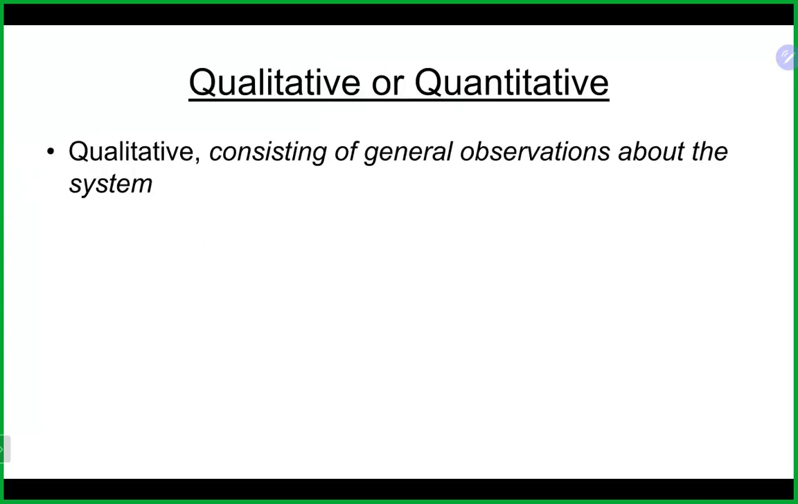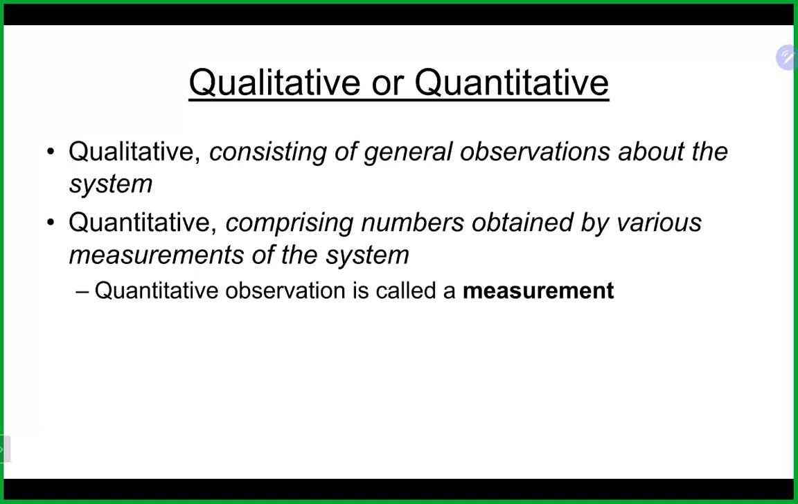Let's talk about a couple of different types of measurements and observations. Qualitative basically means that you have general observations about a system. It's really not a measurement at all. It's just like, hey, the thing's purple, there are some bubbles happening, rainbows happen, whatever it may be, as you're doing whatever you're doing. So qualitative is more of a descriptive type of observation. There's really no measurement involved.